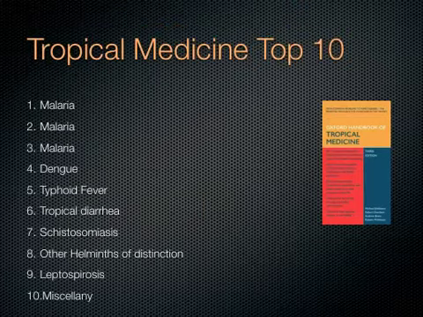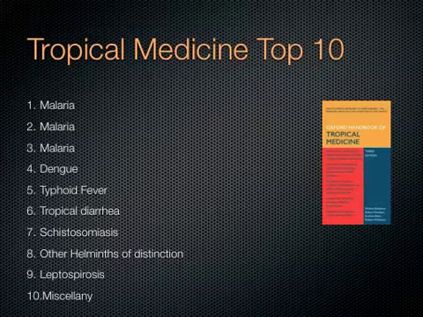All right, let's get to it. Tropical medicine, top 10. Top 3, malaria. And then there's going to be dengue. We're going to talk about typhoid fever. Then we're going to talk about what I call tropical diarrhea, schistosomiasis, other helminths of distinction, leptospirosis, the syphilis of the tropics, and then a group of miscellaneous items that I think are interesting and worth covering also.